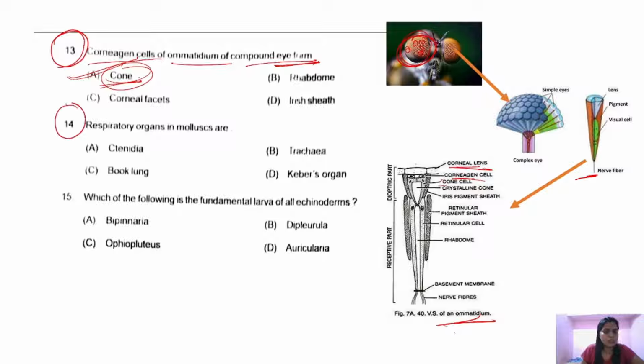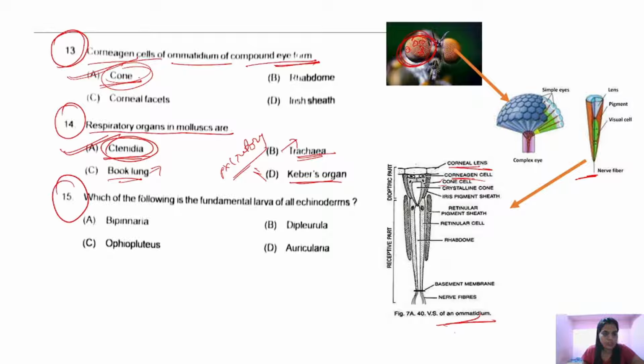Next, question number 14. Respiratory organs in mollusks are, options are ctenidia. Yes, this is the right answer. Ctenidia are the respiratory organs in case of mollusks. Book lungs are the respiratory organs in case of scorpions. Trachea is the respiratory organ in case of insects like cockroach and all. Organ of Bojanus, this is an excretory organ. Organ of Bojanus is the excretory organ in case of mollusca. So the right answer will be option number A, that is ctenidia.